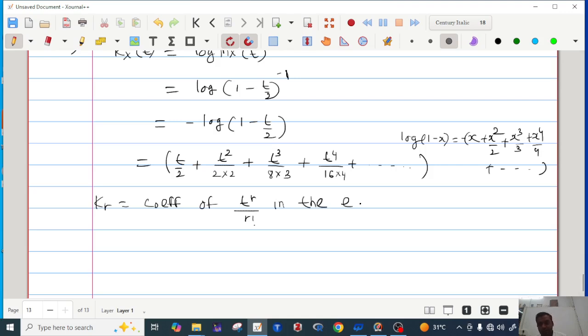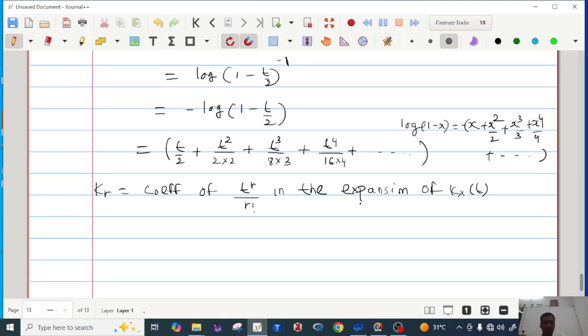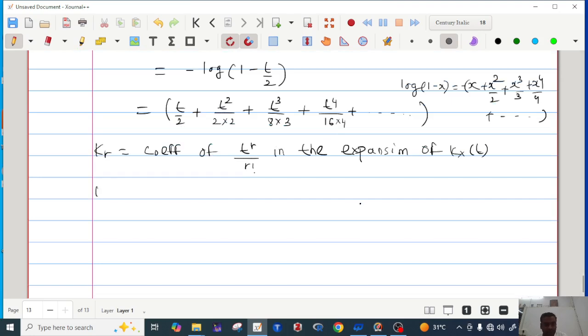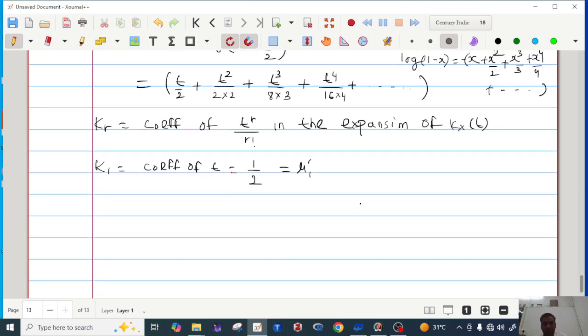The expansion we have already done here. What will k1 be? This is k1, the coefficient of t, which is equal to 1 upon k2. k1 is always the first moment, mu1 dash, which we have already computed.